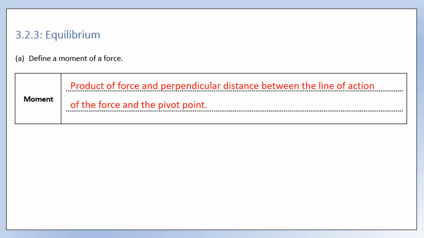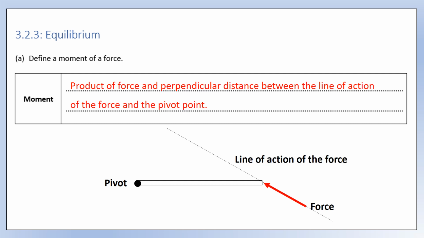First of all, the moment of a force is the product of a force and the perpendicular distance between the line of action of the force and the pivot point. So let's draw an example to show what that means. We've got a pivot on the left, a force on the right at an angle. The line of action is just a dotted line that extends the force arrow, and we want the distance perpendicular to the line of action, which is shown in green.